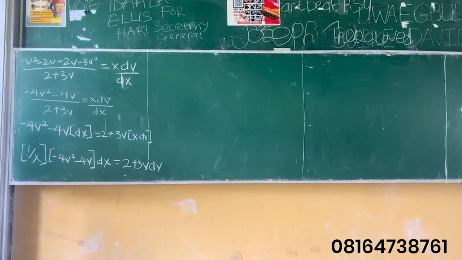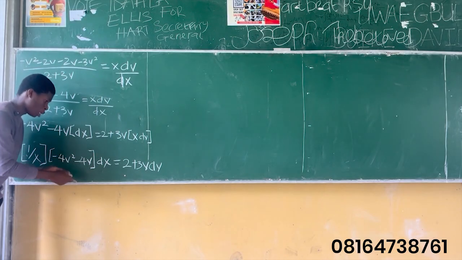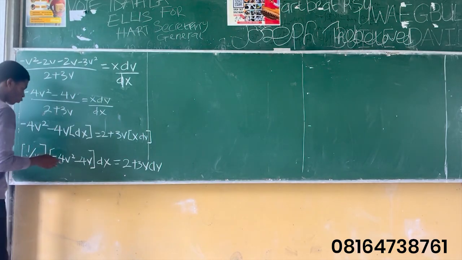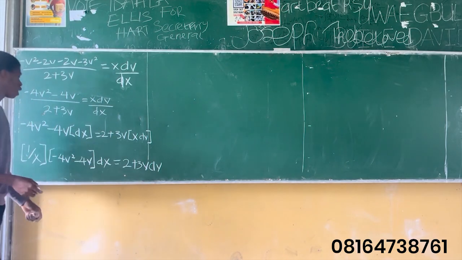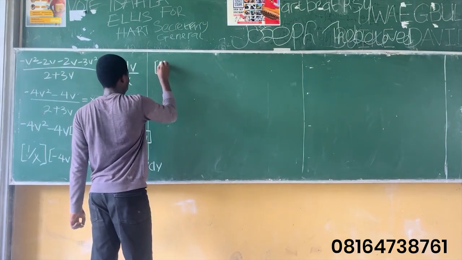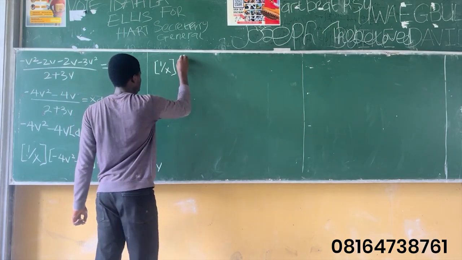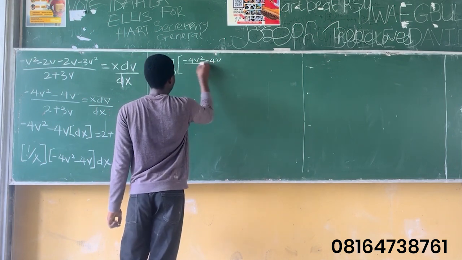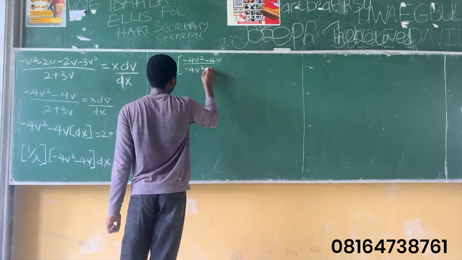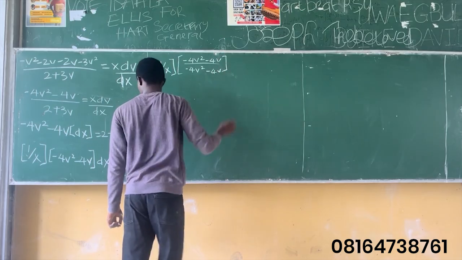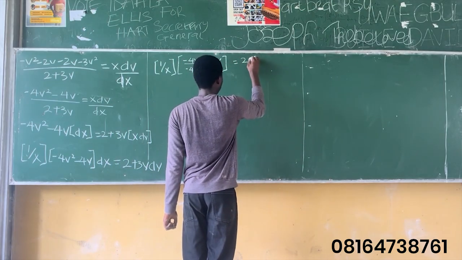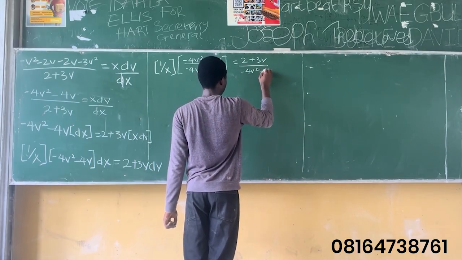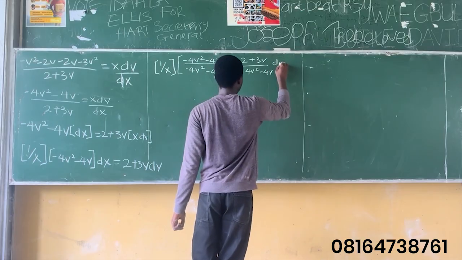What is hindering the equation now is this minus 4v squared minus 4v on this left-hand side. So what we are going to be doing is dividing all through by minus 4v squared minus 4v. So that is what we are going to be doing. We have 1 over x. We then have minus 4v squared minus 4v divided by minus 4v squared minus 4v is equal to 2 plus 3v divided by minus 4v squared minus 4v dv.